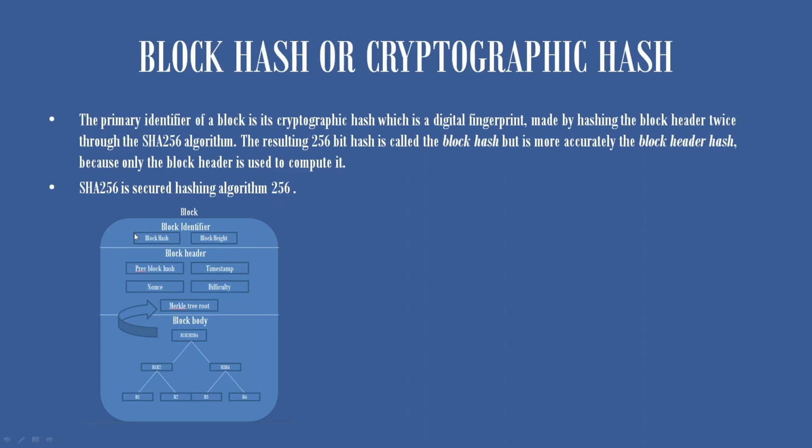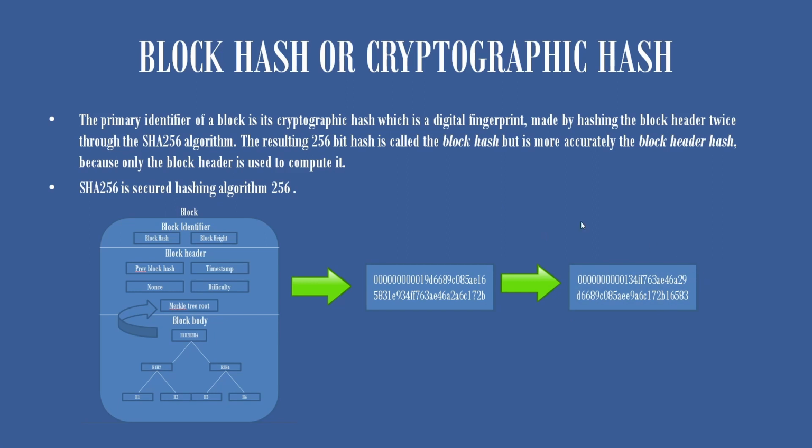So what happens is you can see this block header. It consists of the previous block hash, timestamp, nonce, difficulty, and Merkle tree root. All these things are put into the SHA-256 algorithm, which converts the whole thing into a 64 hexadecimal character hash first. After this, the 64 hexadecimal characters are put into the SHA-256 algorithm again, and converted into 64 hexadecimal characters again. So like this, the block header is hashed twice with the SHA-256 algorithm.